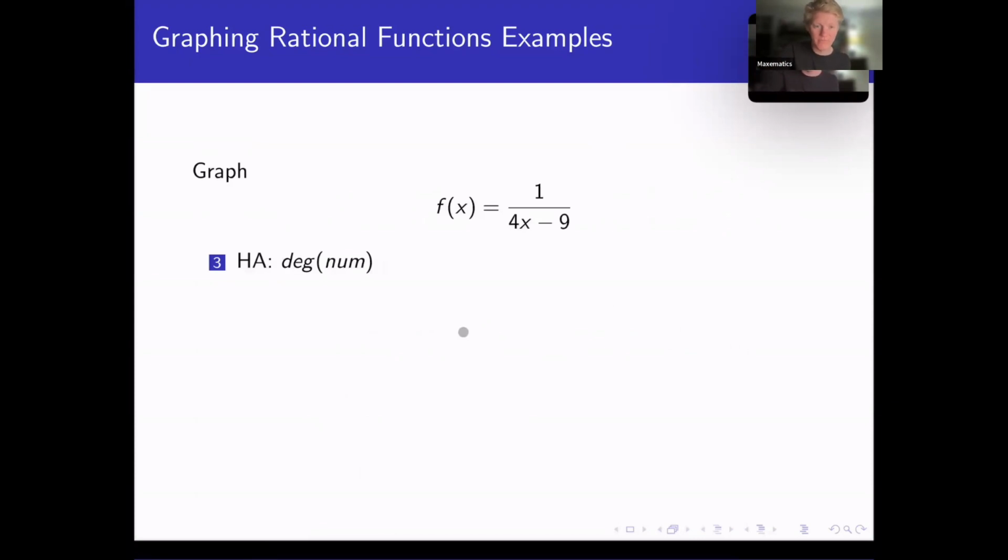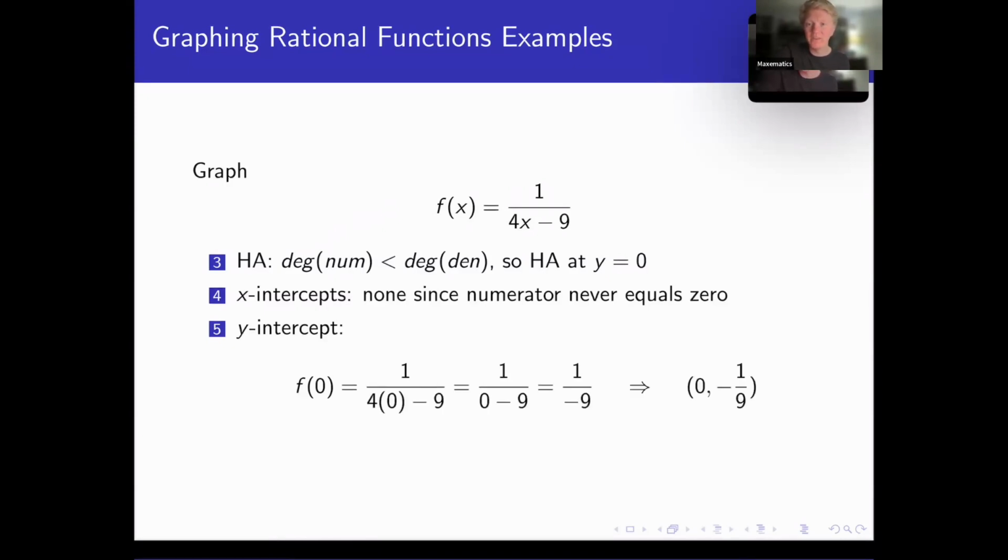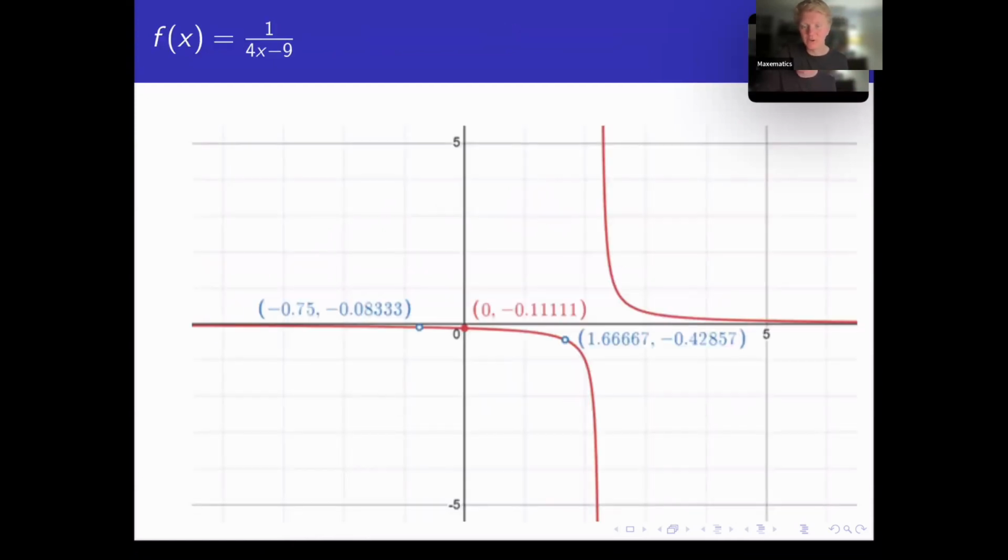Well, this time, the degree of the numerator is 0. The degree of the denominator is 1. So numerator is less than again, horizontal asymptote at y equals 0. X-intercepts set the numerator equal to 0. That never happens. So we have y-intercept when x is equal to 0. So we get -1/9. Very nice. And there is our graph.